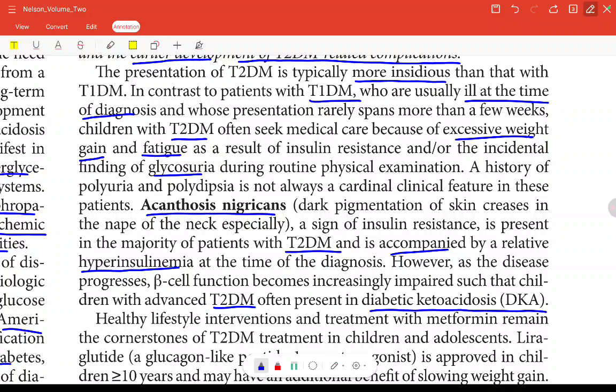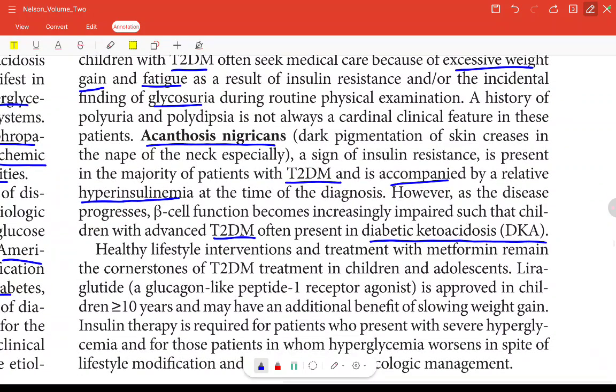Healthy lifestyle intervention and treatment with metformin remain the cornerstone of type 2 diabetes mellitus treatment in children and adolescents. So in children with type 2 DM, we have to give what? Metformin, okay. And healthy lifestyle intervention and treatment with metformin, this is the cornerstone of type 2 diabetes mellitus treatment in children and adolescents.